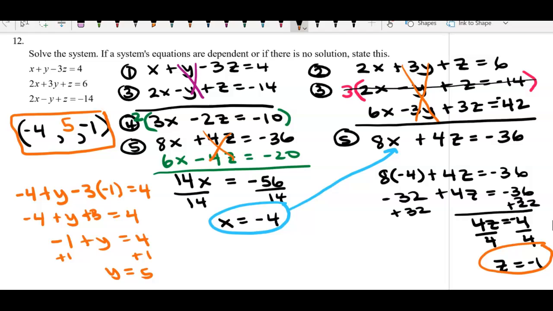-4, 5, -1. And remember, I told you in class that these will not come out to be fractional answers. So if you come up with a fraction, then you probably made a mistake with a negative somewhere. So go back and see if you can try and find your mistake. Sometimes you just might have to rework the problem out.